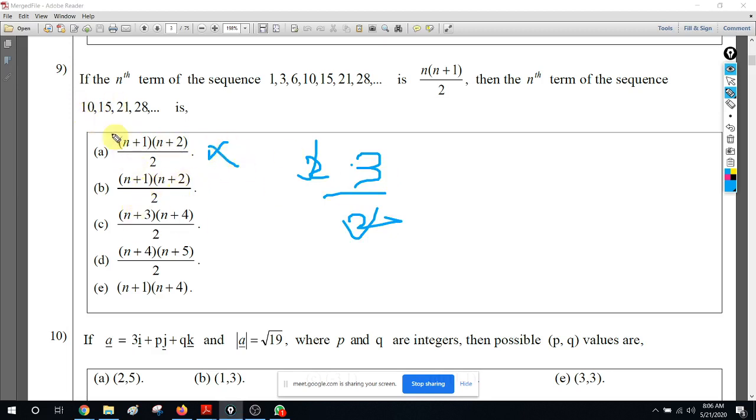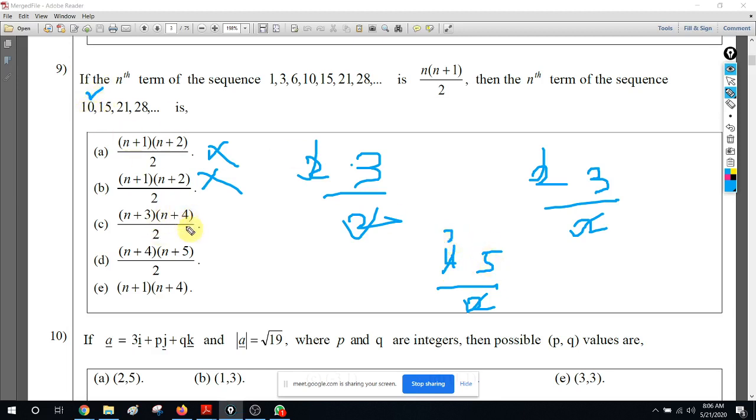So let's take the second one. I'm just taking 1. Again, n equal 1. 1 plus 1 is 2, 1 plus 2 is 3, divided by 2. This is 3, but it should be 10. Wrong. So what about this one? 1 plus 3 is 4, 1 plus 4 is 5, divided by 2. That means 2 into 5 into 2 is 10. This is correct. But just because this is correct, I can't take it as the answer.